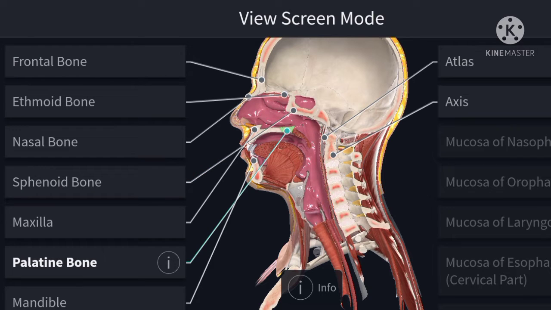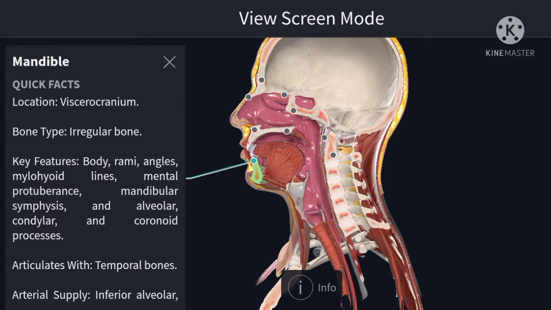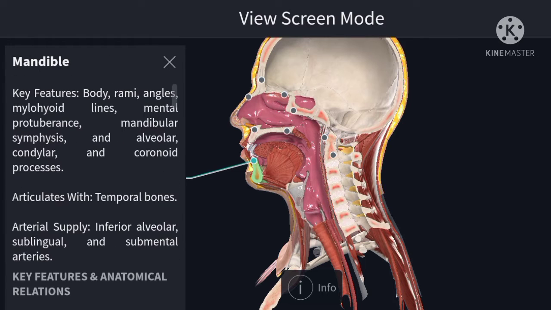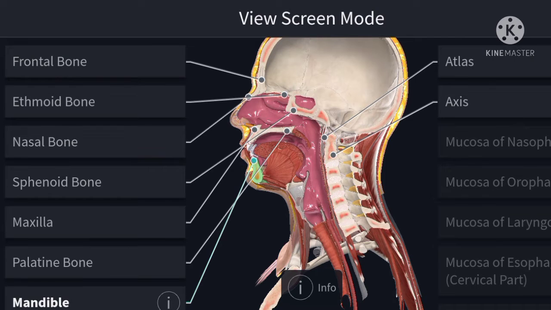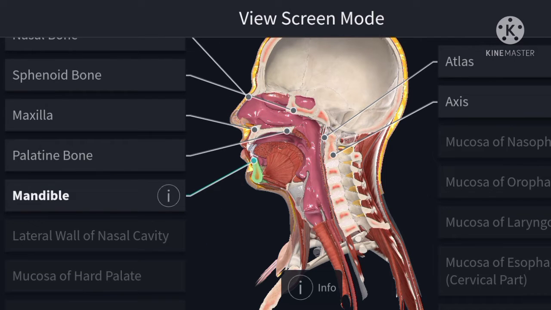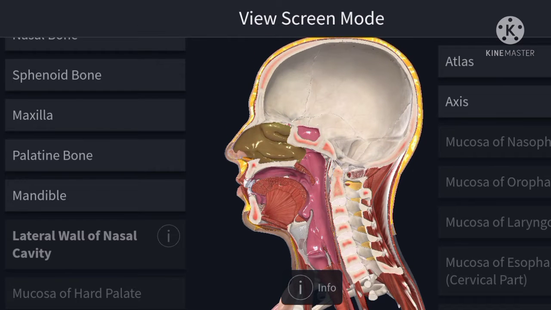Now we will see the mandible. Mandible is a type of irregular bone and located in viscerocranium and supplied by the inferior alveolar, sublingual and submental artery. Now we will see the lateral wall of nasal cavity.